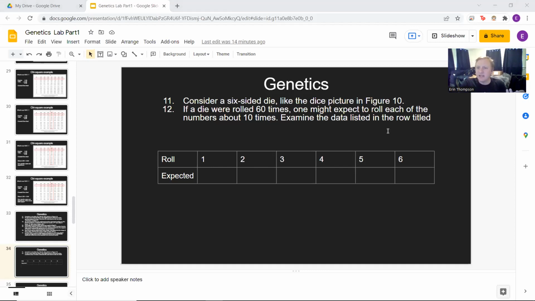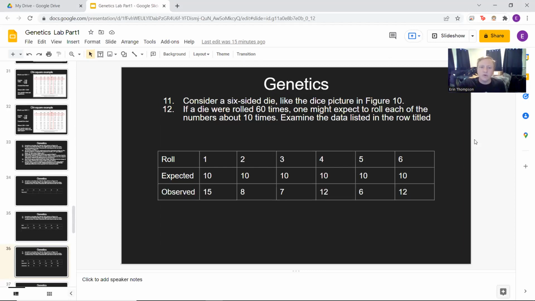Right, you expect to see each number 10 times. This is our expected value here, okay? I'm expecting to get 1 10 times, 2 10 times, 3 10 times, 4 10 times, 5 10 times, 6 10 times, okay? So I actually did this experiment. Here are the results that I got.